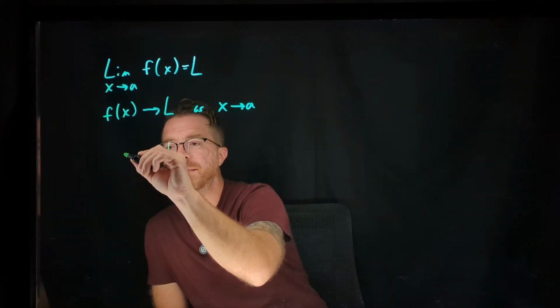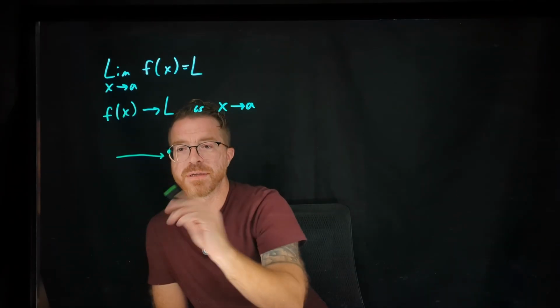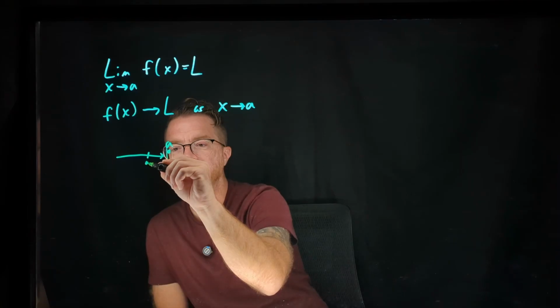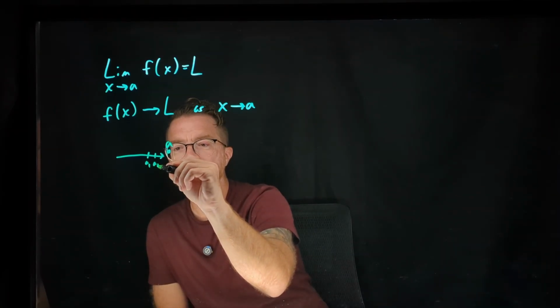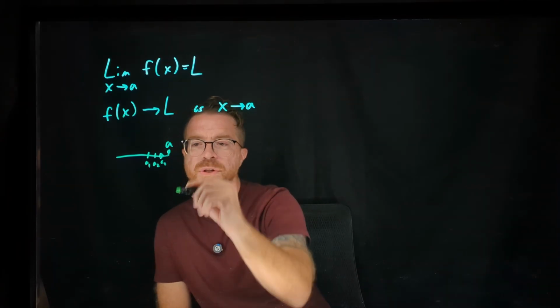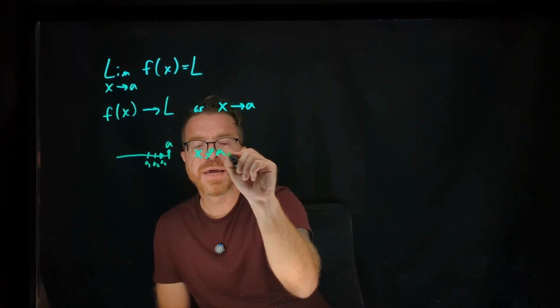So basically what we're doing is, let's say that a is here, and we want to know what's happening as we approach this a value. Well, we might take a value here, so let's say it's a1, and then maybe we get a little bit closer, a2, a3, and what's happening as we get closer and closer to this value a, where x does not equal a.